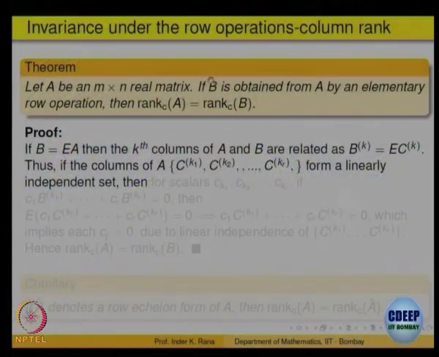Pre-multiplying it by an elementary matrix, and those are all invertible matrices, right, we observed that. So, we will use that fact now. If B is obtained from A by a row operation, then B must be equal to E times A, right. Now, look at the kth column of both sides. The kth column of B is precisely the kth column of A pre-multiplied by E, that is a block matrix multiplication, right. So, if that is the case, what will happen?